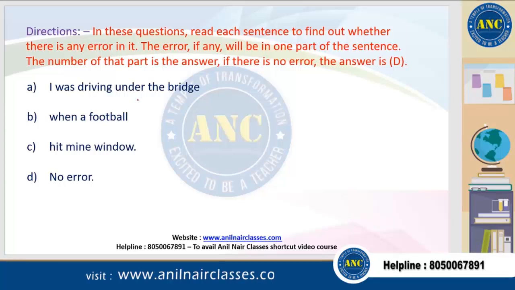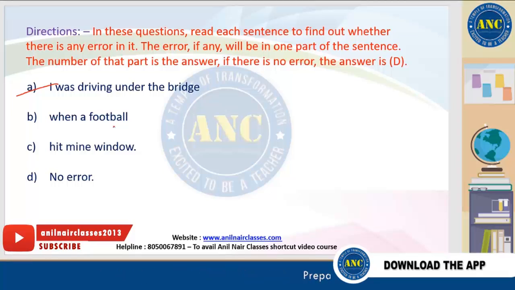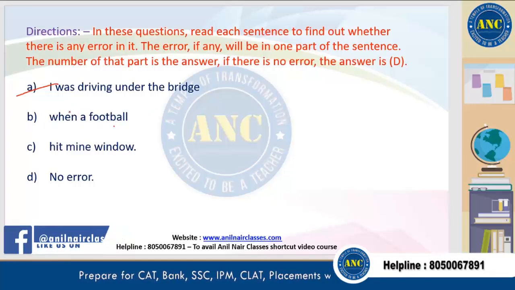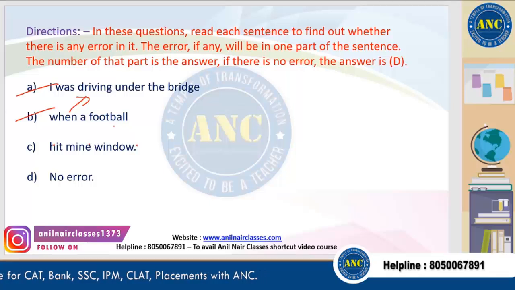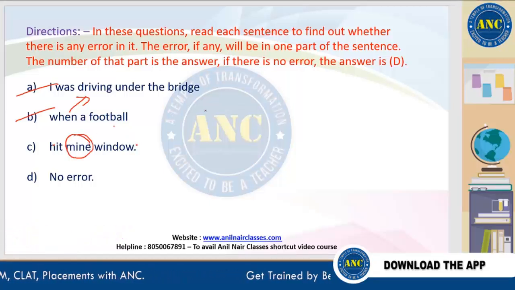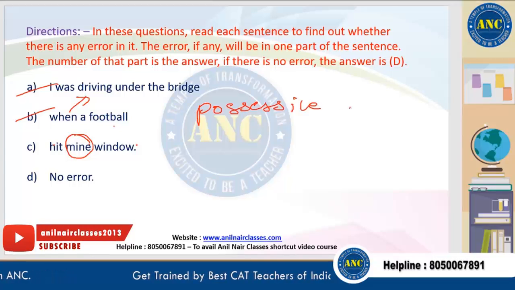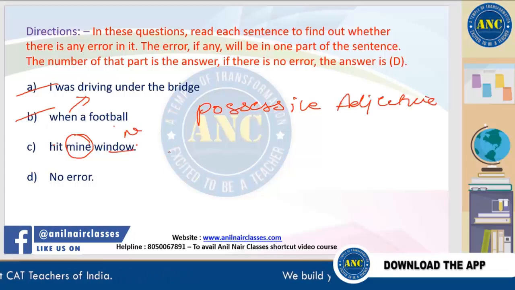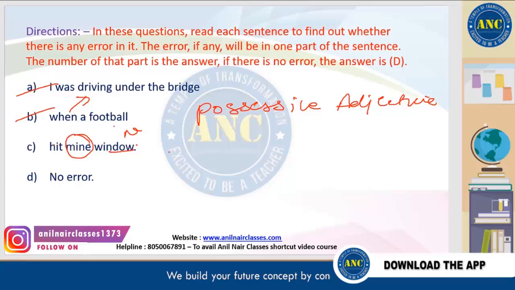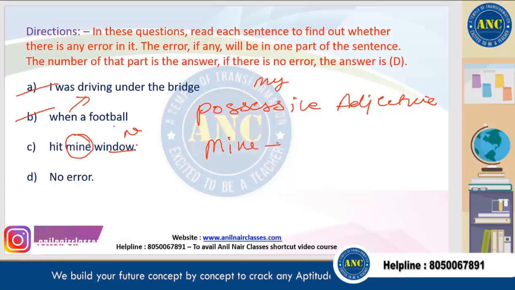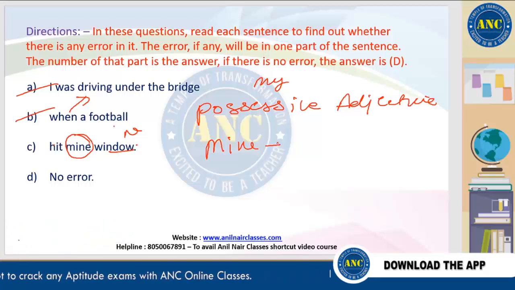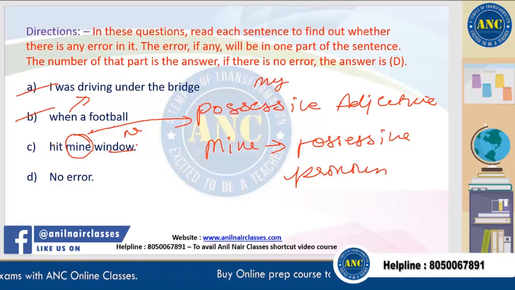Next question. I was driving under the bridge perfectly fine when a football, so I was driving under the bridge when a football, that was a time, right? So it is fine. Hit mine window. Mine is the possessive adjective. And we have learned many times that this noun is there before the noun. My is the possessive adjective and mine is the possessive pronoun. So when noun is there, I need a possessive adjective my, not this mine, right? So your answer will be C.